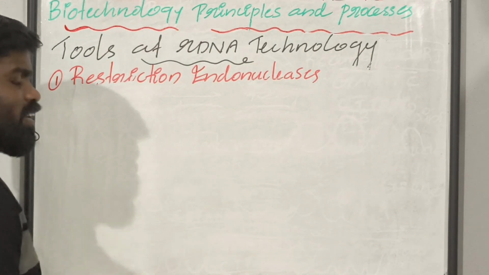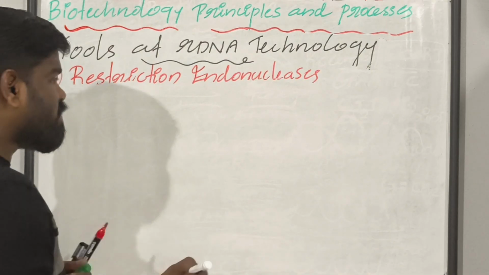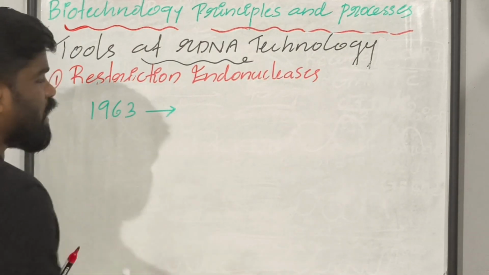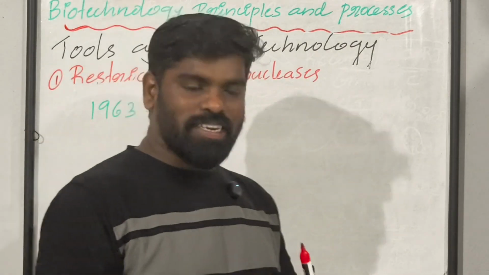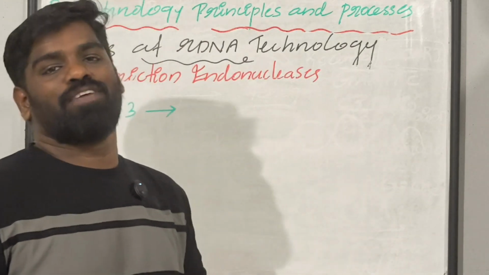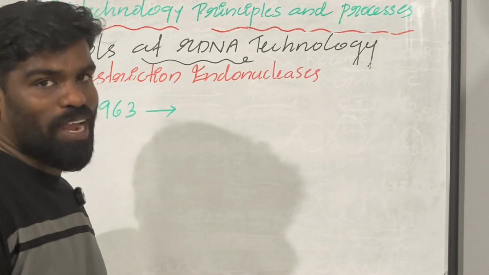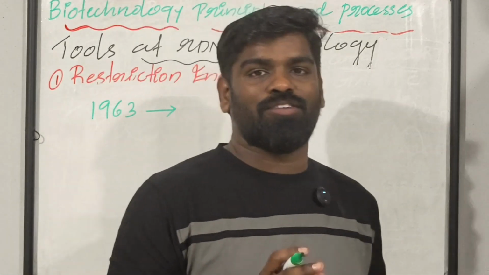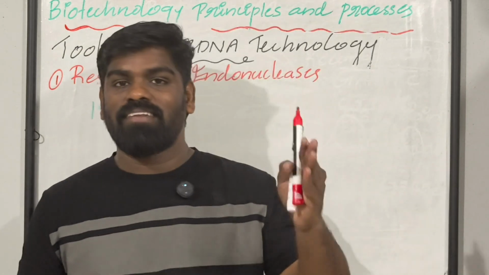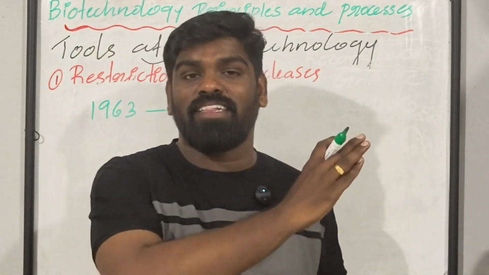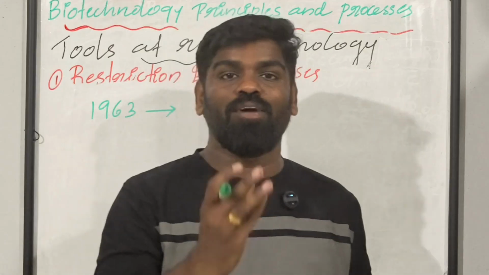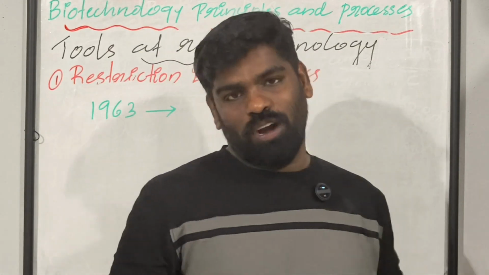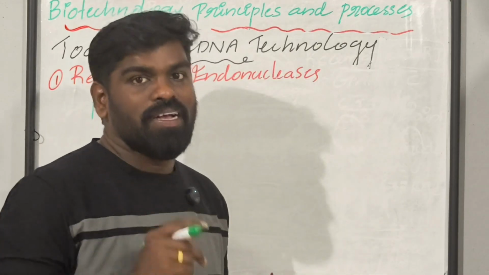In the year 1963, two enzymes which restrict the growth of bacteriophages were identified in E. coli. So these enzymes are restricting the growth; they are not allowing the growth of bacteriophages. The enzymes were discovered from E. coli.